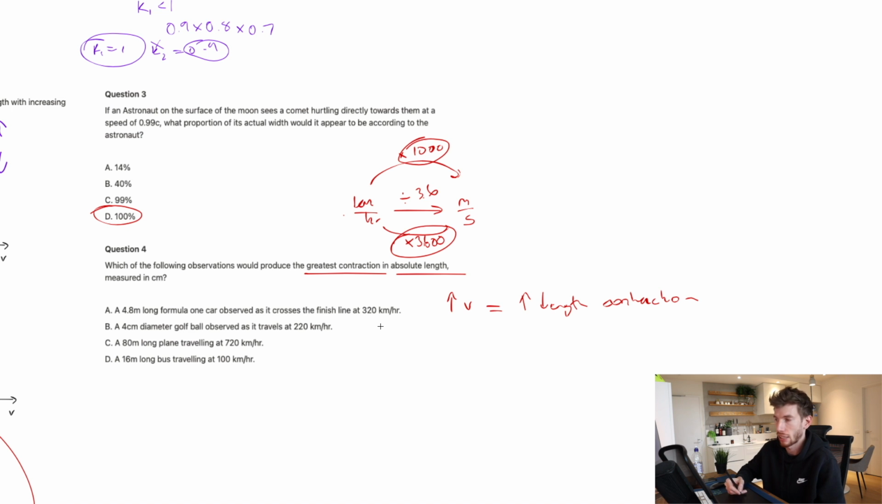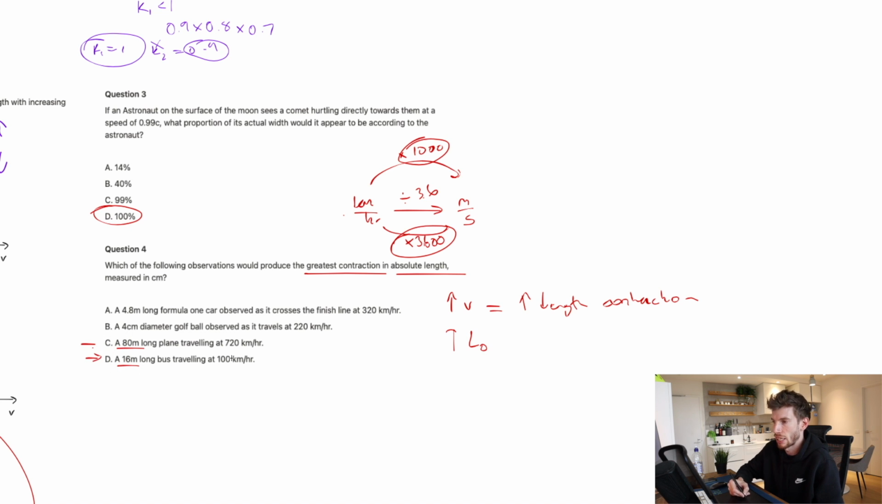So if it's a bigger object, 1% of a big object is greater contraction than 1% of a small object. So we actually want large actual length as well. So what are the largest actual lengths? So we've got 80 meters and we've got 16 meters. So these are much, much greater. So already I'd be pointing at these.